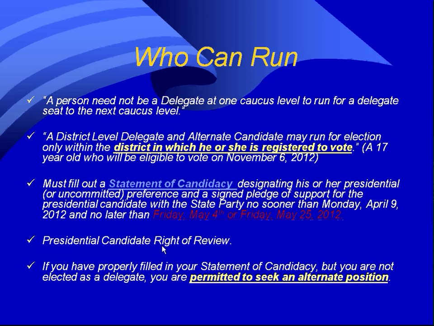The second one, Friday, May 25th, is the deadline for PLEOs and for at-large delegates. This date gives us about a week to compile the ballots that we're going to need for that meeting on June 3rd, and also gives us a chance for another presidential right of review. Okay, so it's in the rules. It's very important that you do the statement of candidacy, and I kind of played my cards a little early here on this PowerPoint, but if you have properly filled in your statement of candidacy but you are not elected as a delegate, you are permitted to seek an alternate position. Basically it just rolls over. You don't need to fill out a separate statement of candidacy to run as an alternate.